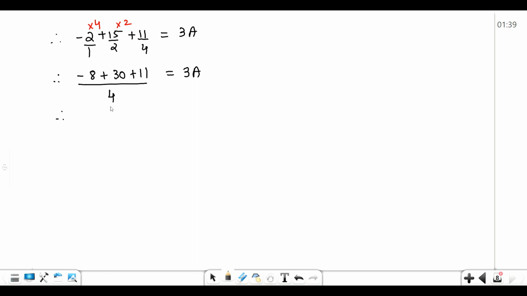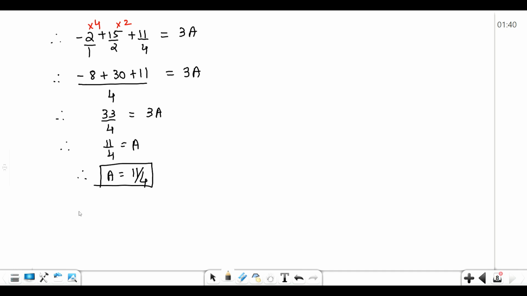So by doing all of this, what we get here is 30 plus 11. 30 plus 11 gives you 41, and 41 minus 8 gives you 33 upon 4 is equal to 3a. So dividing both sides by 3, that will give you 11 by 4 equals a. That is, a equals 11 by 4. This is the value of a that we get.